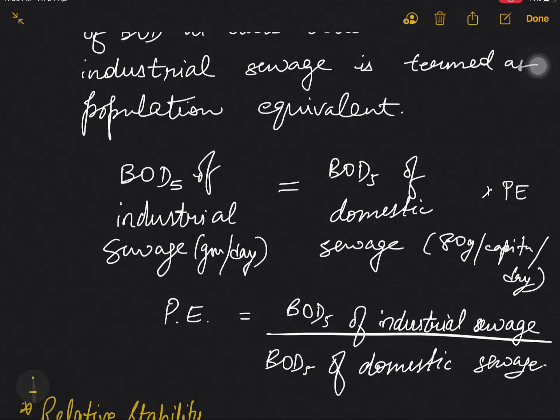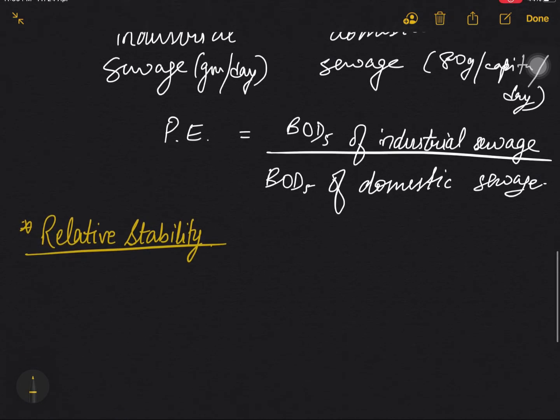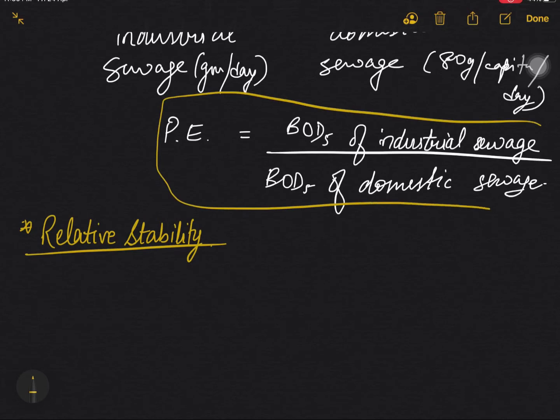So we can see that we have multiplied the population equivalent term to the domestic sewage that is standardized for a particular volume of inflow and effluent and the basis of them. So population equivalent turns out to be BOD5 of industrial sewage upon BOD5 of domestic sewage. Any two of these values will be known to you in the exam, and we have to find the other one.